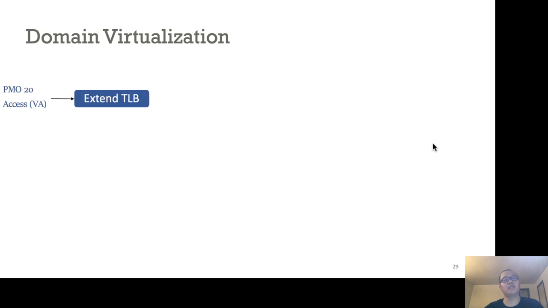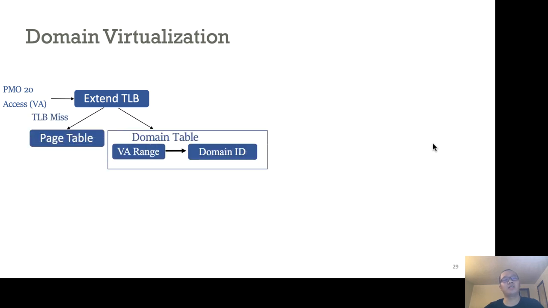For a PMO access, it carries the virtual address and it will access the extended TLB. When there is a TLB miss, it will need to check both the page table and the domain table to obtain the PT and the domain ID. The domain table translates the virtual address to the domain ID, and then the PT put into the extended TLB will combine the information in the normal PT from the page table and the domain ID from the domain table.